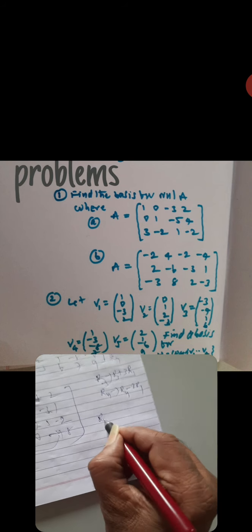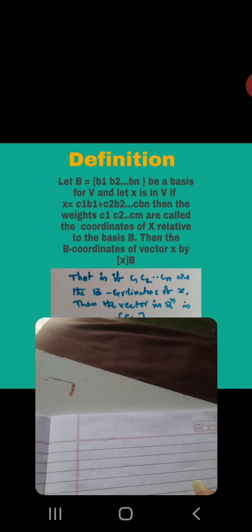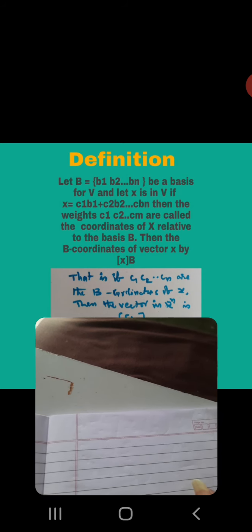Now this is the definition. Let B equal B1, B2, ..., Bn be a basis for V. Let X be in V. If X is equal to C1 B1 plus C2 B2 up to Cn Bn, then the weights C1, C2, ..., Cn are called the coordinates of X relative to B.